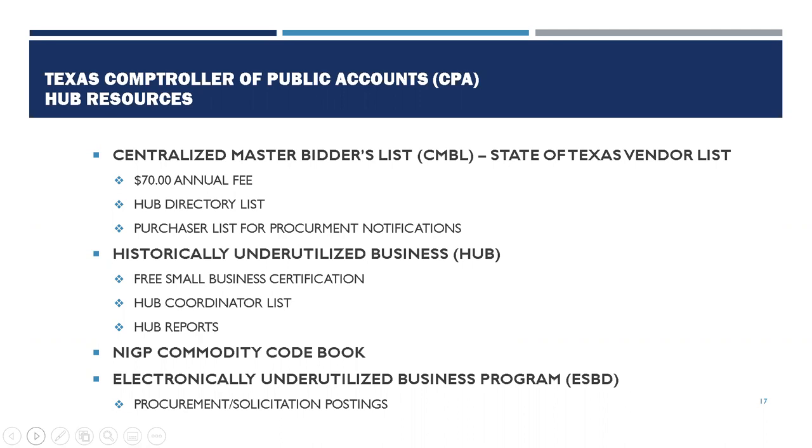And then we also talked about, with the big umbrella, we do HUB reports. So we compile all the expenditures from the agencies and university on a semi-annual and annual basis. And then we prepare a huge semi-annual report, an annual report, and we post it on the HUB page. So that's there. The NIGP Commodity Code Book, like I said, it's the National Institute of Government Purchasing Codes.